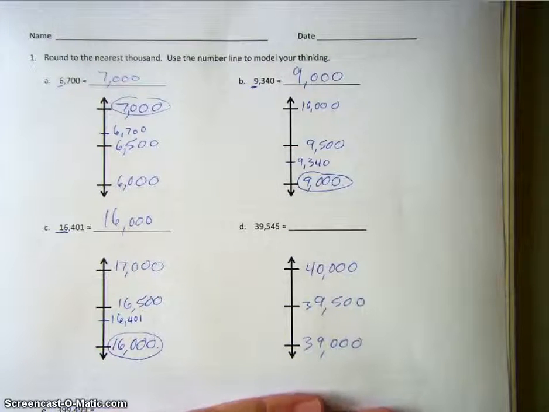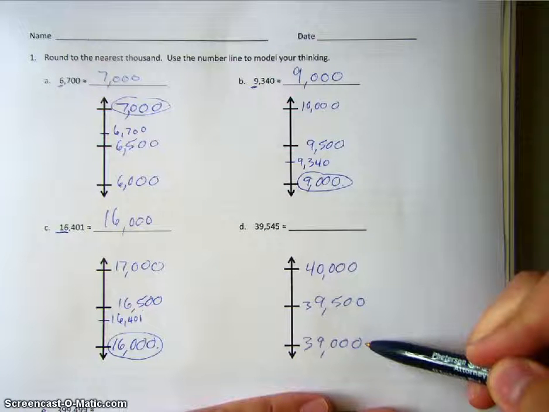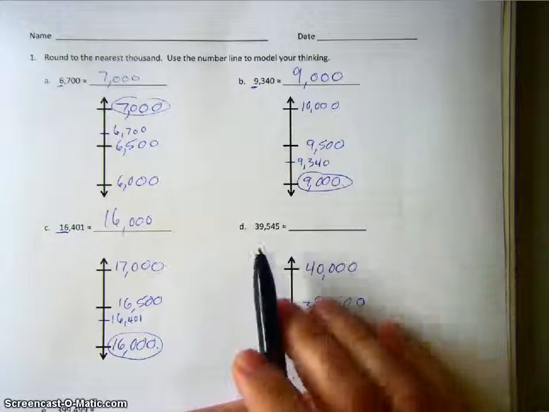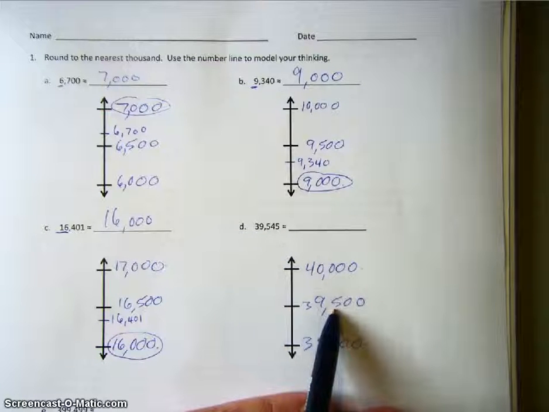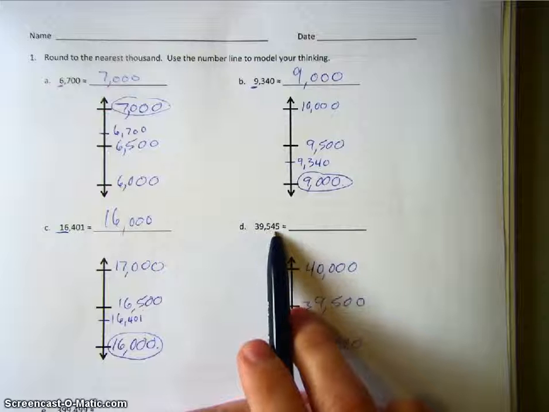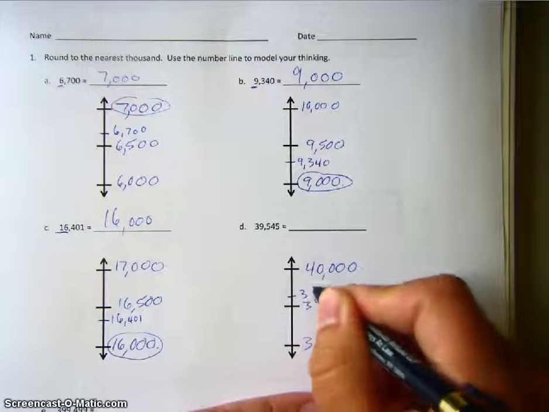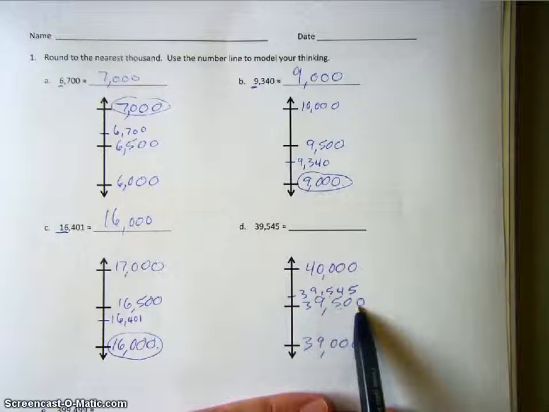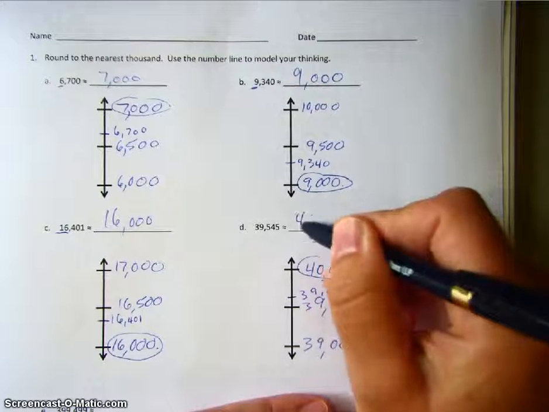Okay. Letter D, same thing. We have 39 thousands, which is where we start our number line. Plus one more 1,000 gets us to 40,000. Okay. So now, this is where it gets a little bit different though, because we see that we have a 5 in the hundreds place, which is at our midpoint here. But this is 545, which is more than 500. So our number here is going to be a little bit above this midpoint because 545 is more than 500. And now because we're past that midpoint, we know that we're going to round up to 40,000.